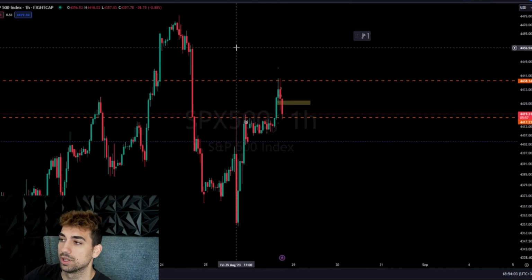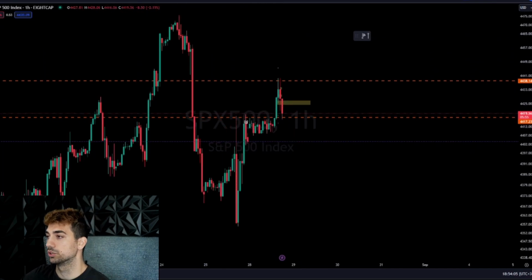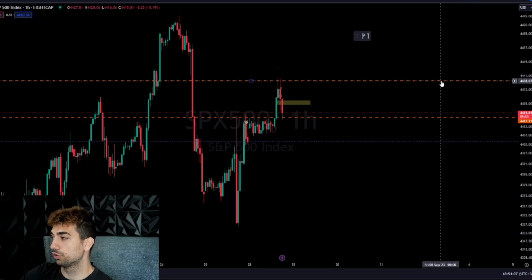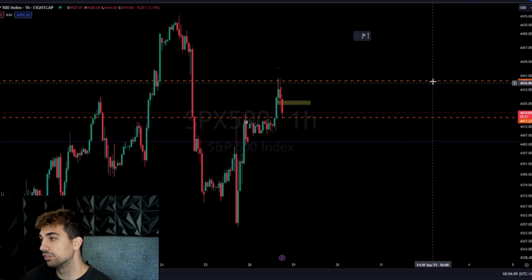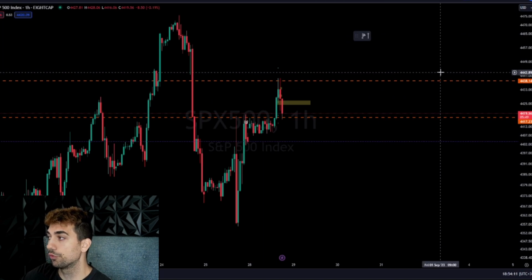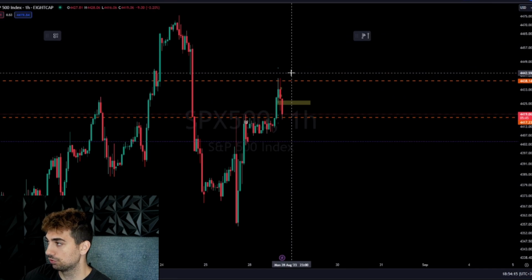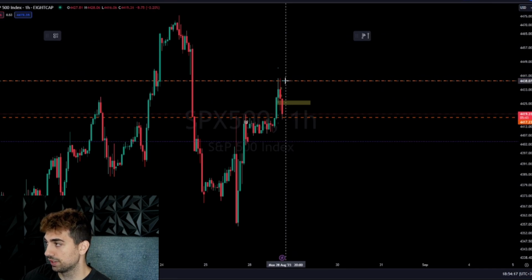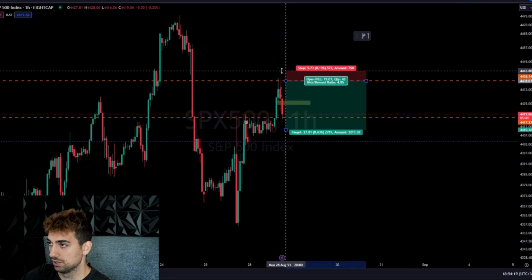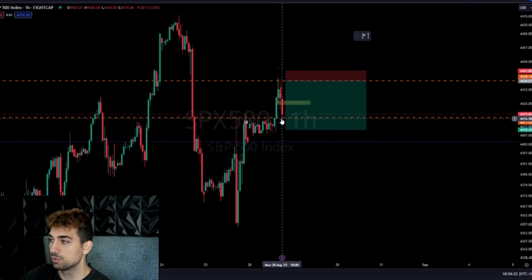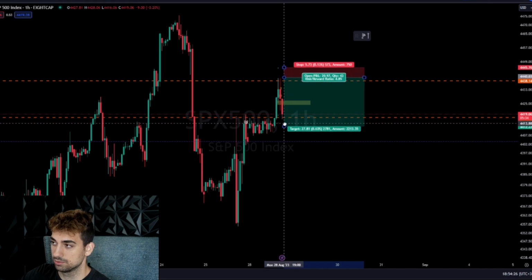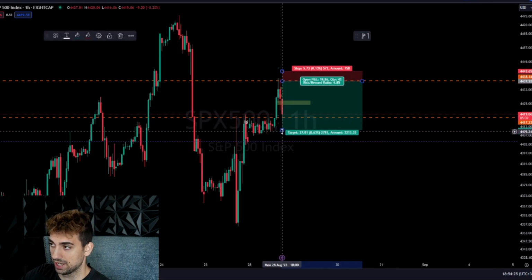Let's go over the play real quick. My play, which was also mentioned on Twitter, was a 4438 short on SPX 500 with a stop loss over 4445. If we break down the play, 4445 would have been right about this level, with a target of 4416, right around this level, which you can see did play out.